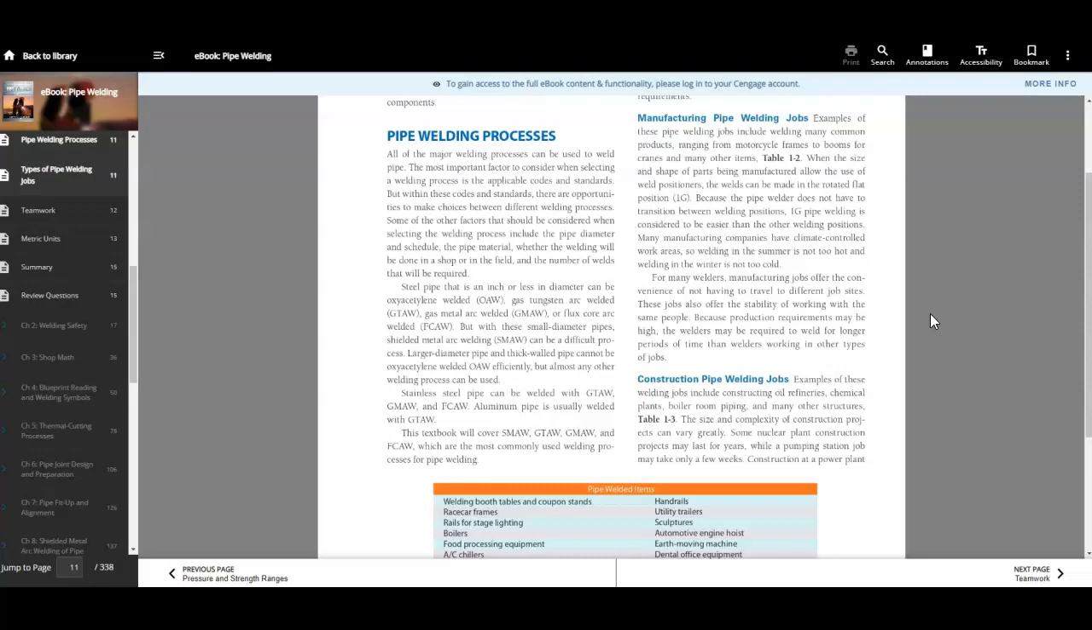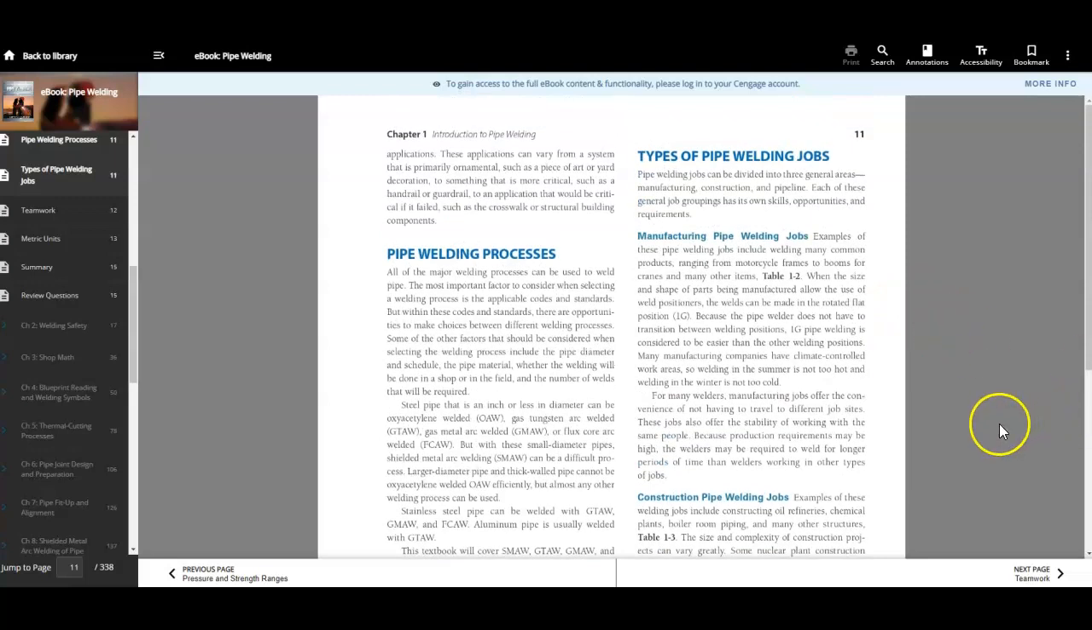Large diameter pipe and thick walled pipe cannot be oxyacetylene welded efficiently, but almost any other welding process can be used. Stainless steel pipe can be welded with TIG, MIG, or flux core. Aluminum pipe is usually welded with TIG. The textbook will cover stick, TIG, MIG, and flux, which are the most commonly used welding processes for pipe welding.